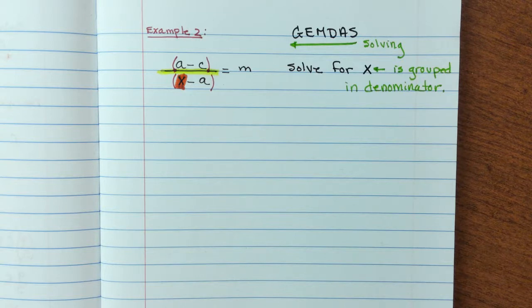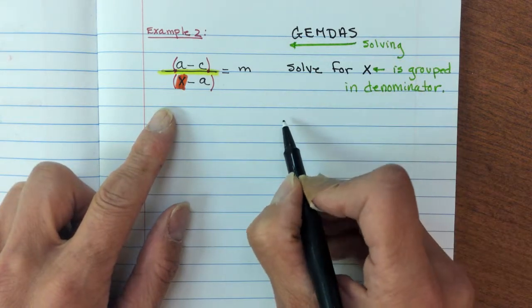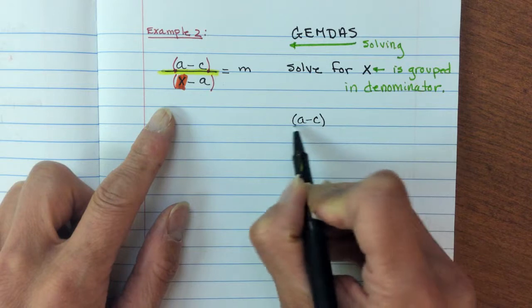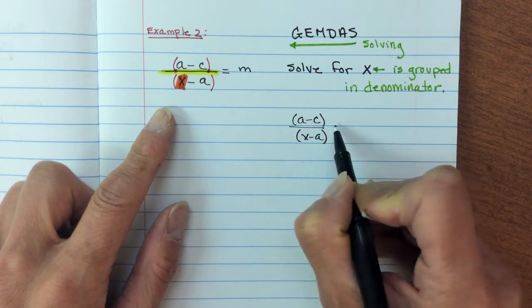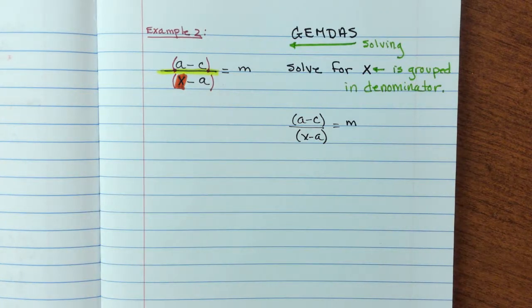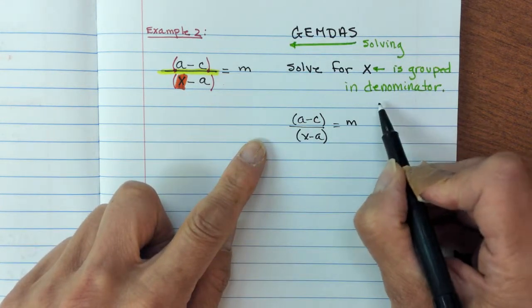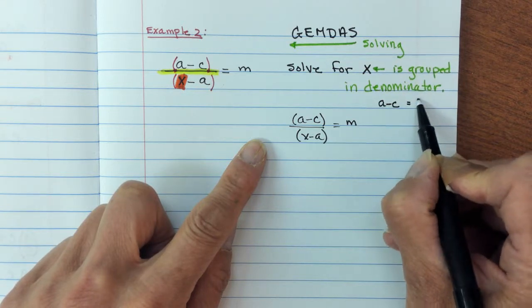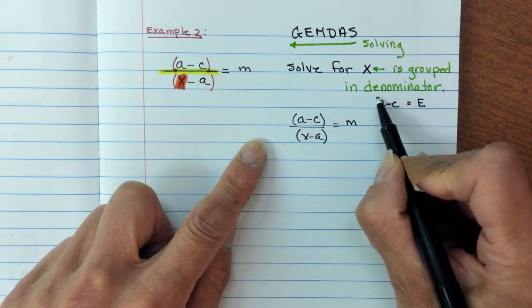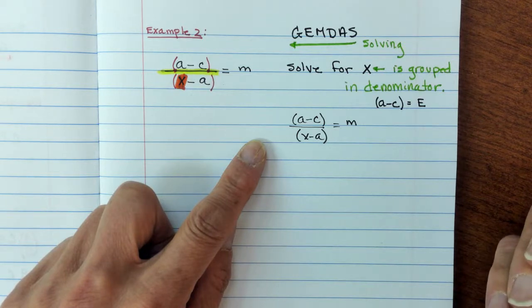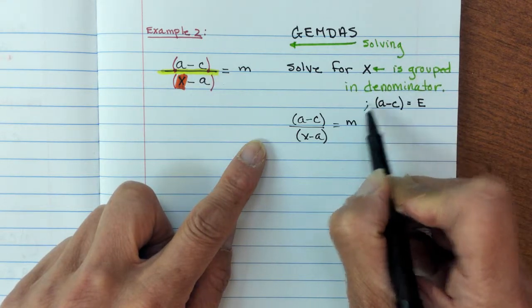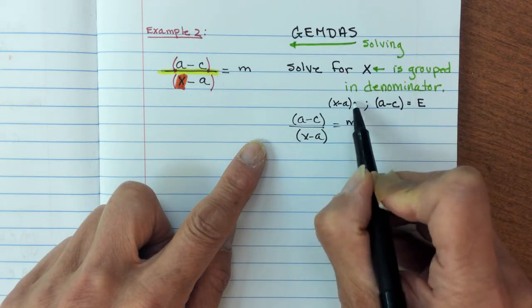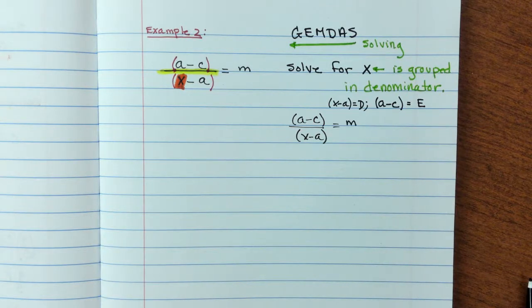So this is what I want you to think about, and we're going to do a little bit of thinking over here on the side. I'm going to rewrite this so that I have A minus C over X minus A equals M. But what I want you to do is pretend that A minus C is the same thing as E. Okay, so let's just let that happen. I'm going to show you what I'm going to do in a minute. And then let's also pretend that X minus A is D.